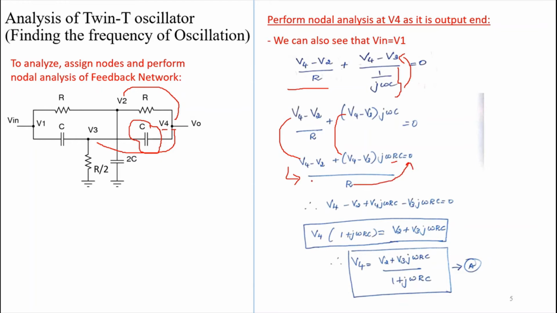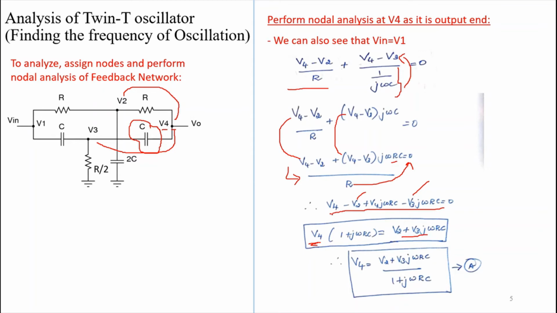I'll be just having the numerator term equal to 0. So this is the numerator term equal to 0. Now what we do is we combine the V4 terms on one side, and then we bring the other terms to the right hand side. So V2 and V3 are brought to the right hand side, so the signs will change.